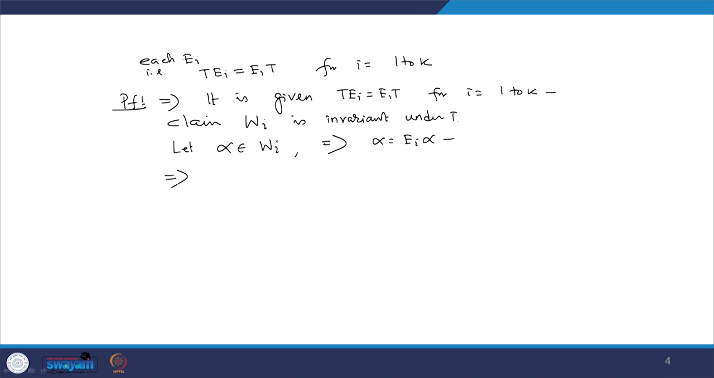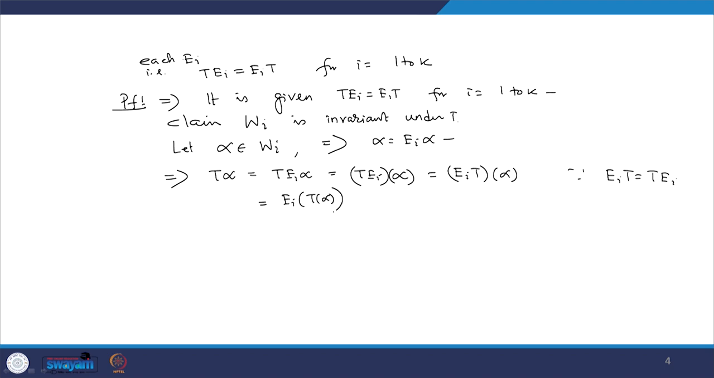So, this implies T of alpha equals T E_i alpha. This is equal to T E_i operating on alpha. Since E_i T equals T E_i, it is given to us, I can write T alpha is equal to E_i T operating on alpha. So, this is equal to E_i of T of alpha. So, certainly this will belong to W_i.